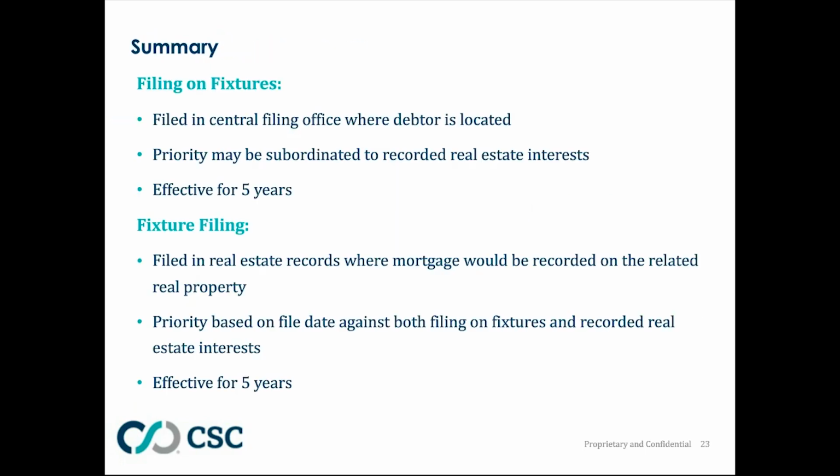So to summarize, here you have the different rules with filing on fixtures and fixture filing. The filing on fixtures is filed in the central filing office where the debtor is located. Priority may be subordinated to a recorded real estate interest and is effective for 5 years. The fixture filing is not filed at the central filing office where the debtor is located, but it's filed in the real estate records where the mortgage would be recorded on the related real property. Priority is based on file date against both filing on the fixtures and the recorded real estate interest. And like a filing on the fixtures, it is also effective for 5 years.